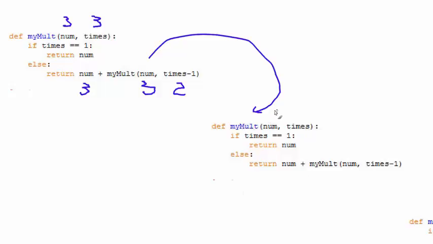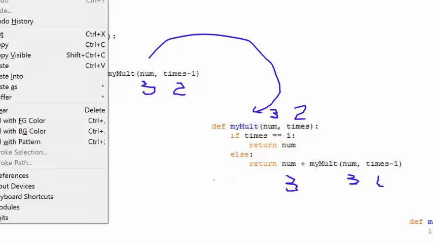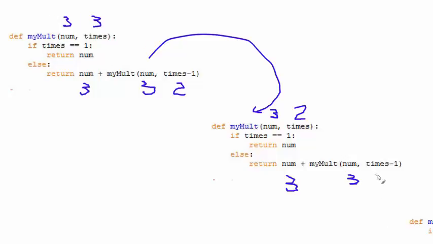So now we have a fresh copy. So num is 3. Times is now 2, because that's what we called it with over here. So times is 2. All right. Is it equal to 1? No. Else return num, which is 3, plus my mult, 3, times minus 1. Times is 2. This time it is 1. Okay. Oh, that's a bad one. Should I do undo? What will undo do to me? Oh, good. It'll only get rid of that 1.